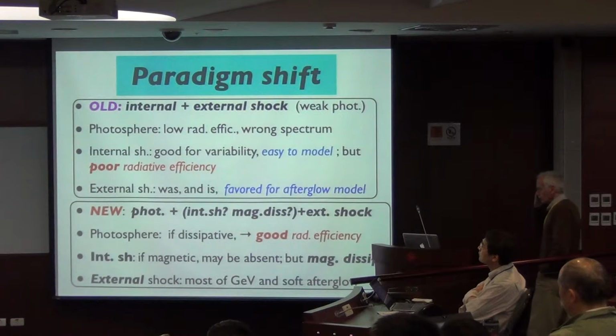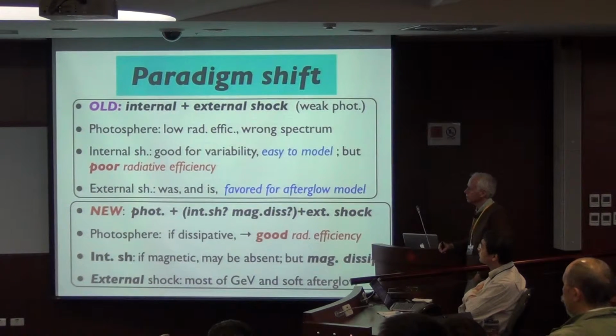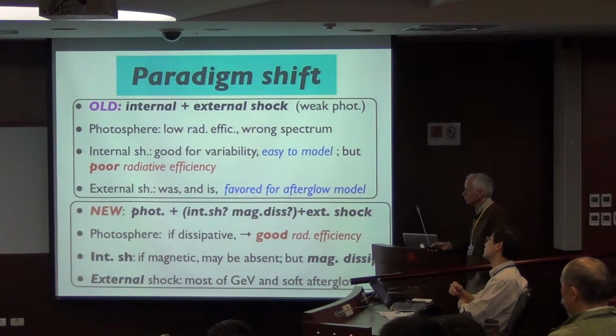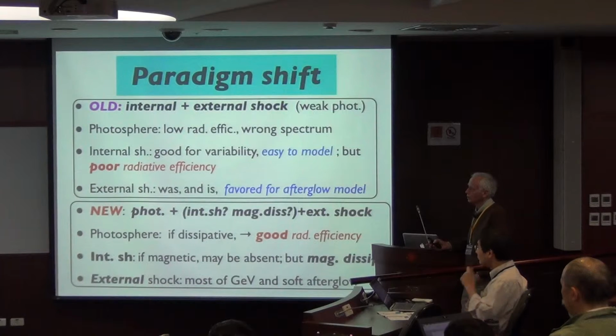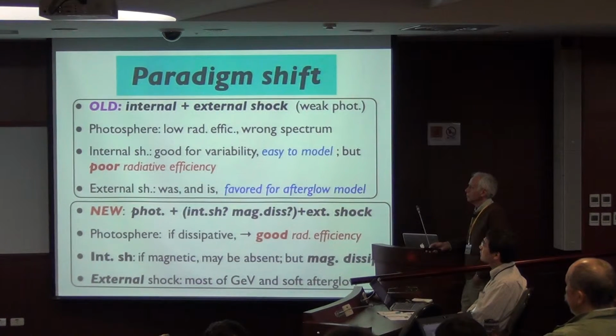So there has been a paradigm shift, over the last 10 years, essentially, or maybe even 12 years. The old paradigm was that you had internal shocks producing the prompt gamma ray emission and the external shock producing the long-term X-ray, optical, radio afterglow, and that the photosphere was weak. It had essentially the wrong spectrum. We thought it was thermal, we didn't see thermal spectra, etc.